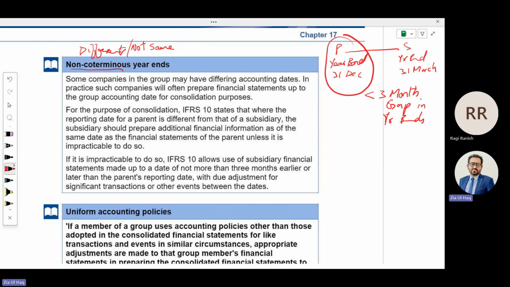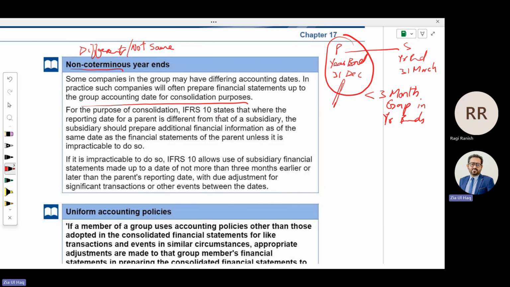How we will consolidate a subsidiary's 9 or 10 months and prepare additional accounts for the remaining months? Some companies in the group may have different accounting dates, different year ends. In practice, such companies will often prepare financial statements up to the group accounting date for consolidation purposes, meaning they prepare financial statements on the parent company year end.